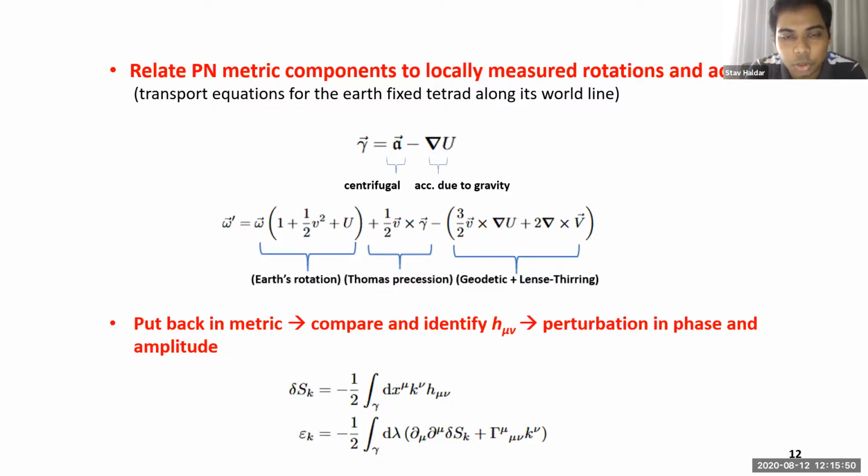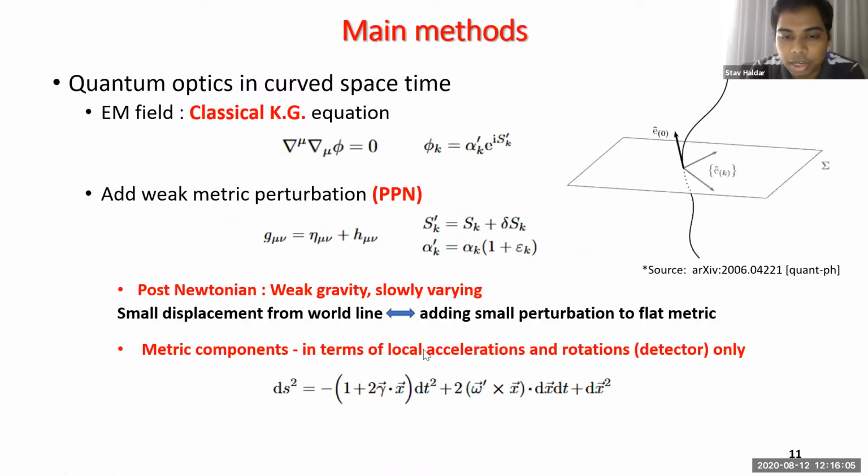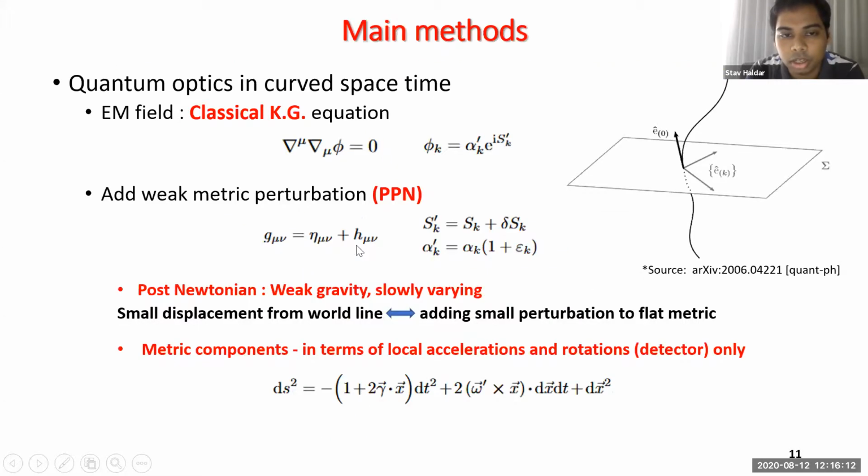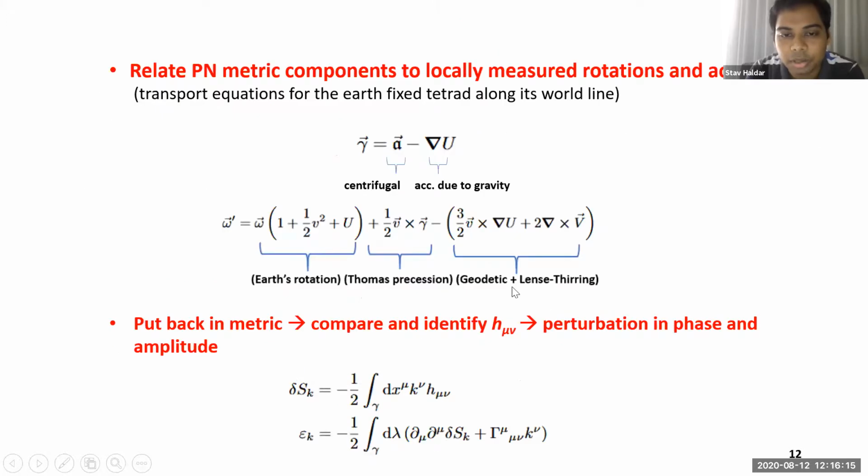So you can now relate these angular velocities and the accelerations to the acceleration due to gravity on the surface of the Earth, the centrifugal acceleration, and the U is the potential at the surface of the Earth. So you find out these things, put them back into this metric, and by comparing the g mu nu with the flat metric, you can get these h mu nu terms, which will tell you what the perturbation in the metric is. From there, you can just put them back into these perturbation equations, and you will get what the difference in the phase is because of all this. So that's the core method.